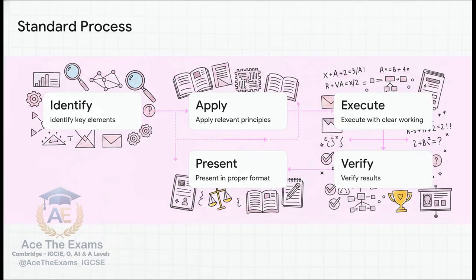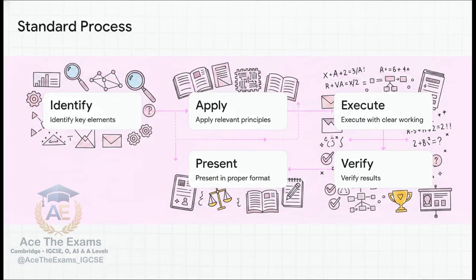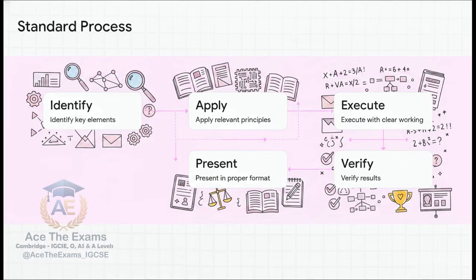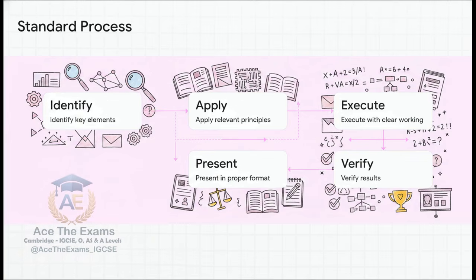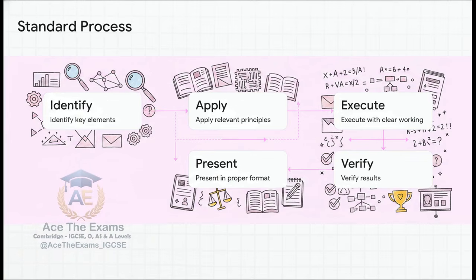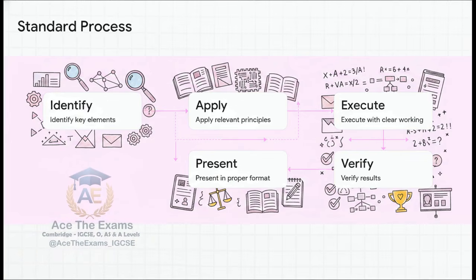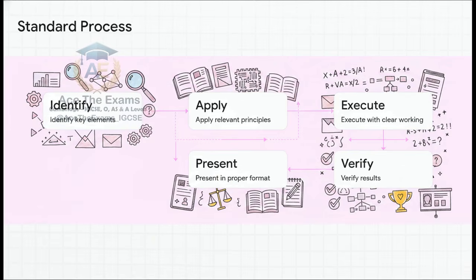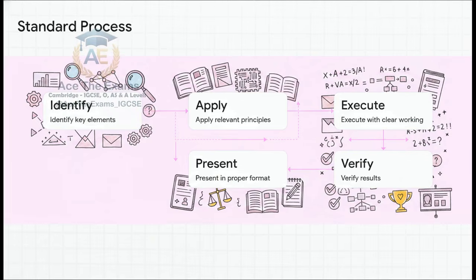Now, I want you to hyper-focus on Step 3, execute analysis with clear working. This is the gold mine. This is exactly where those critical method marks are won. It's about pulling the curtain back and showing the examiner your systematic, logical processing directly on the page. If you skip Step 3 and just magically produce a final hex or binary value for the MDR, you are throwing valuable marks away. Don't be like Sam.